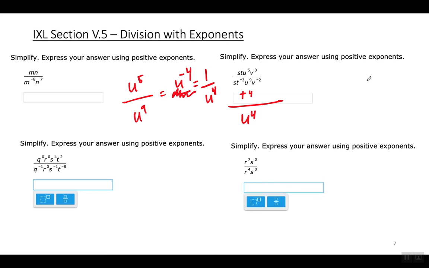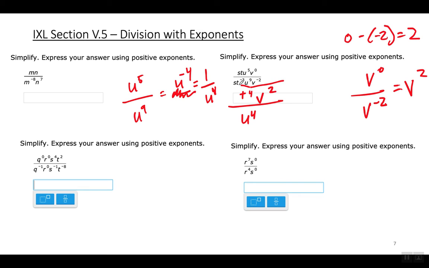Okay, and the v's, 0 minus negative 2 equals positive 2. So this gives you v to the second power on the top. And that would be my answer.